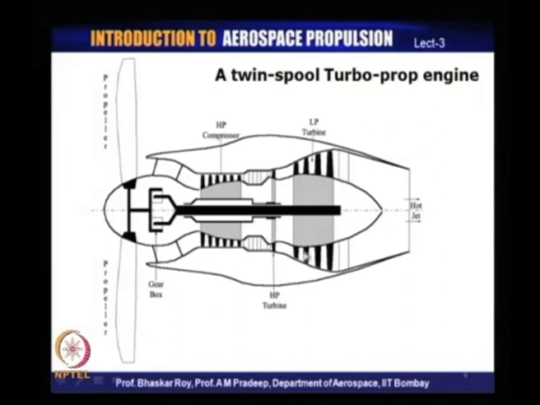So, remember, in a turboprop engine, the propeller produces the large thrust, 80 to 90% of the thrust most of the time, and the jet that you see here produces only a very small portion of the thrust, typically 10 to 15%, very rarely more than that.